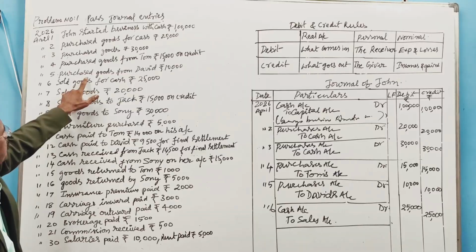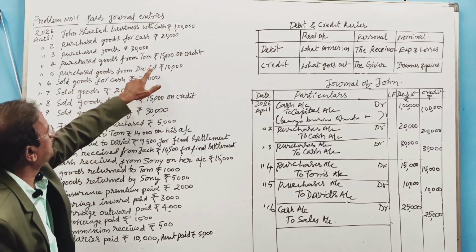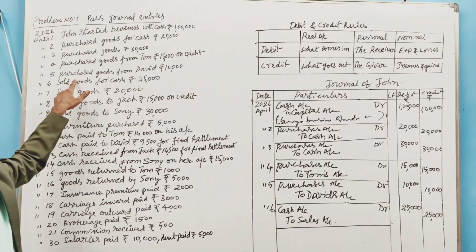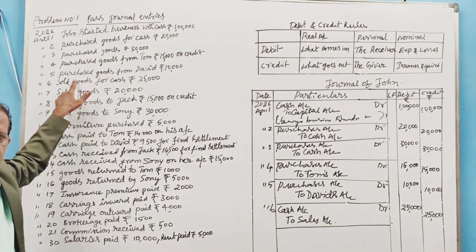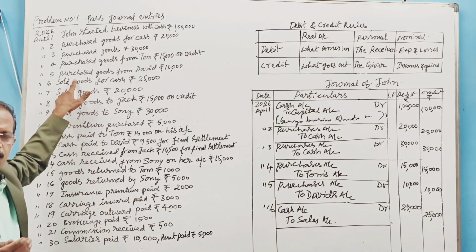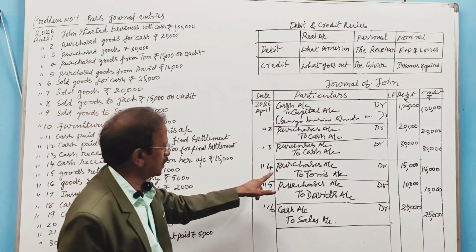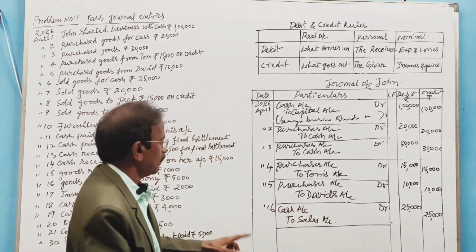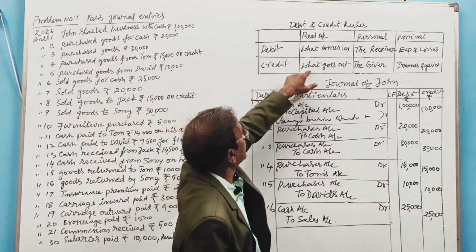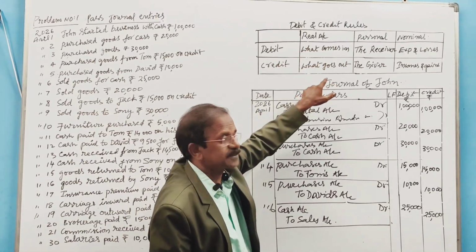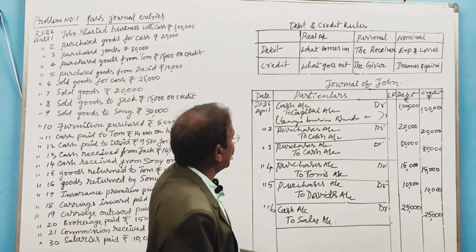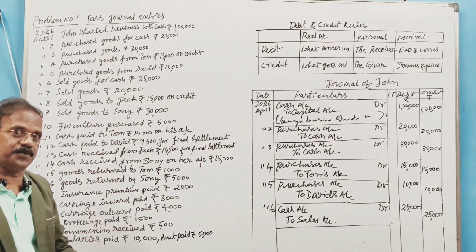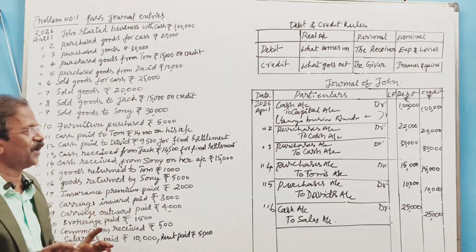Next, purchased goods from David, rupees 10,000. In this case also, we purchased goods. Goods are coming in. So when goods are coming, purchases account is to be debited. So purchase account debit. Then what is going out for credit? Debit is over. Credit. What is going out? Nothing is going out. We have to conclude. How?